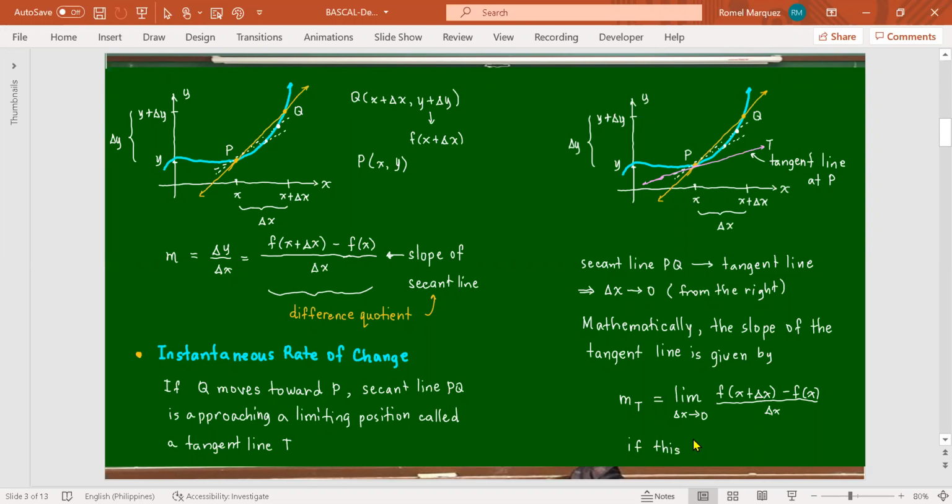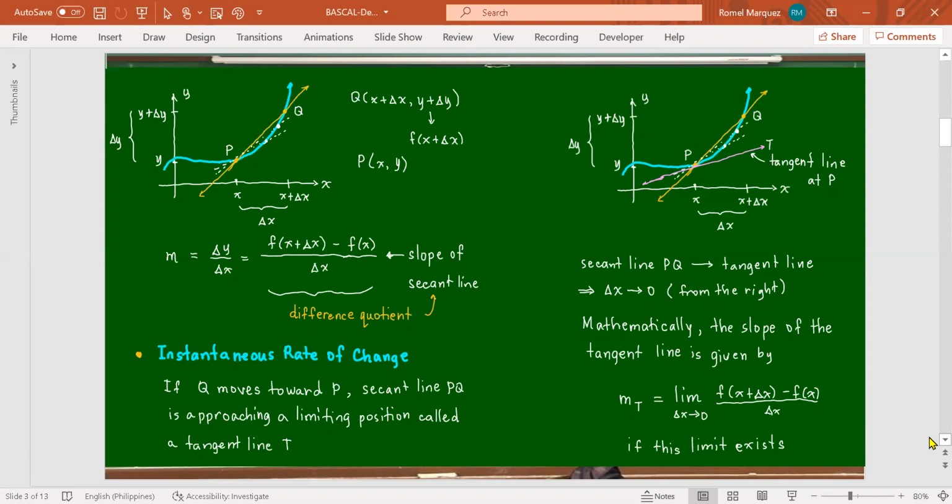Did you get that, guys? Is that clear? So again, to get the value of the slope of the tangent line at P on the curve, we have to get the limit of this difference quotient. Hence, the slope of the tangent line at point P on the curve is given by this limit. Is that clear, guys?